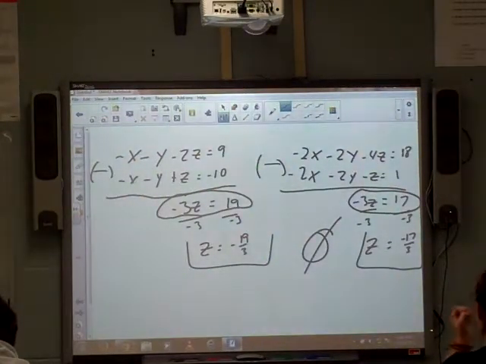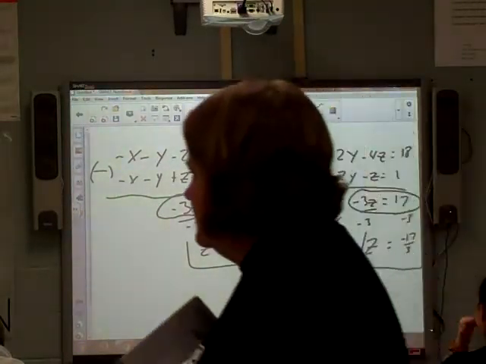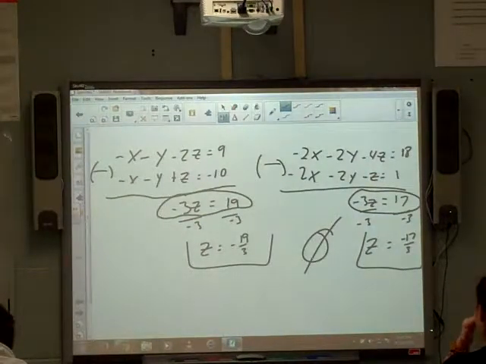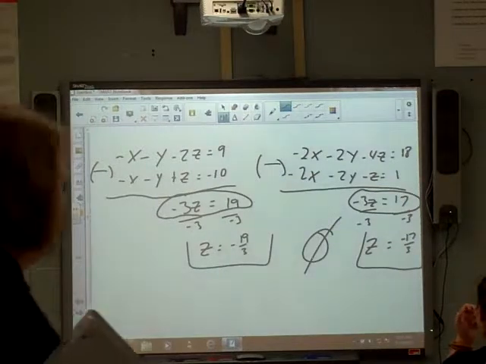Hit math. You got to have it on the calculator. So go ahead and do 17 divided by 3 and have that on the calculator. And then hit math, enter, enter.